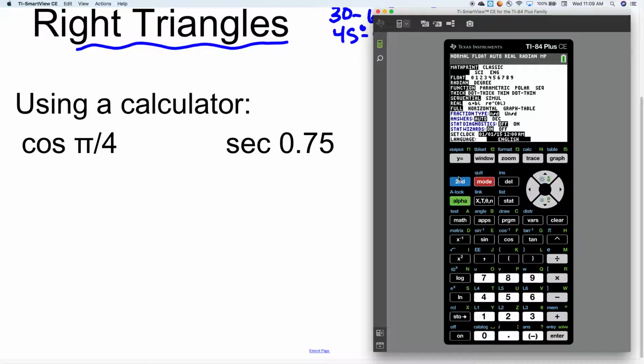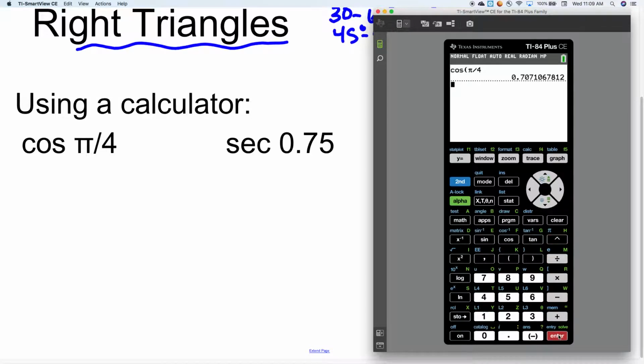Okay, to get out of that, you can just do second mode, and then you can type stuff in. So cosine pi over 4. You should have a pi button. My pi button is right above my divide sign, but I have to use my second button. And just verify that your calculator is working. You should get 0.707.